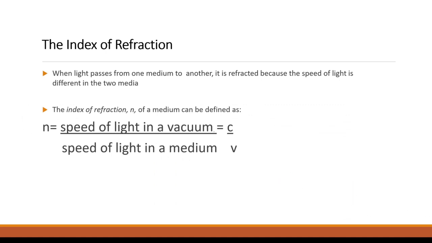So when light passes from one medium to another, it is refracted because the speed of light is different in the two media. Just like when we had a wave coming from a slower medium into a faster medium, or the opposite, it would refract a little bit from the normal, right? Same thing goes with light, and the index of refraction n can be represented with the speed of light in a vacuum over the speed of light in a medium.